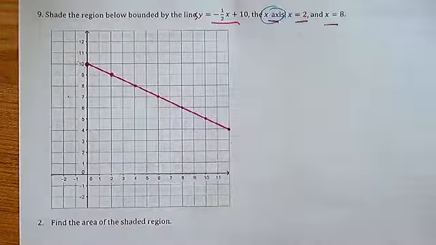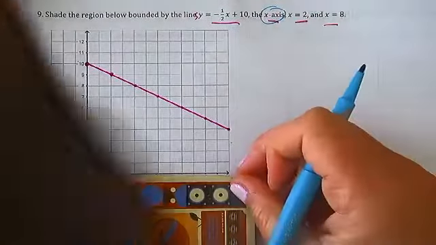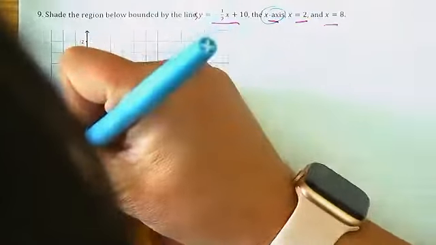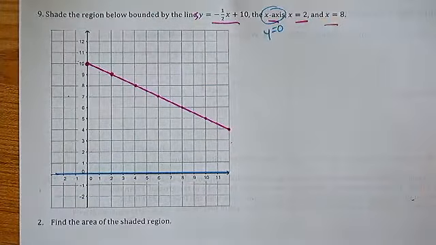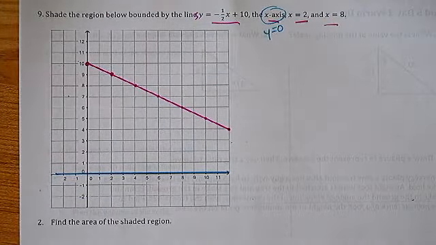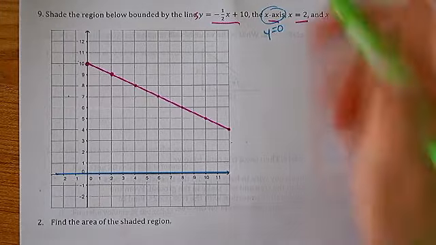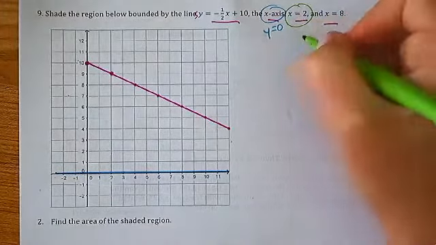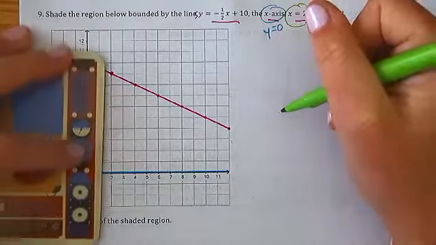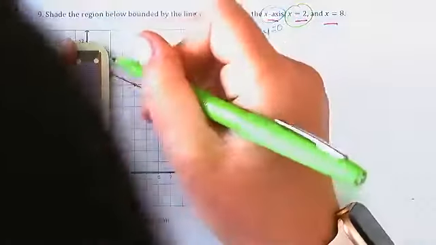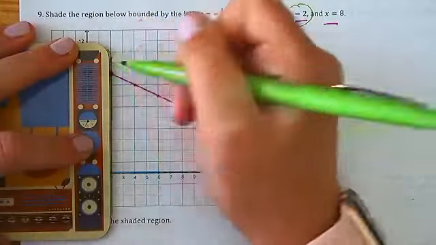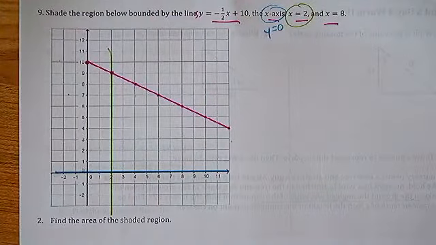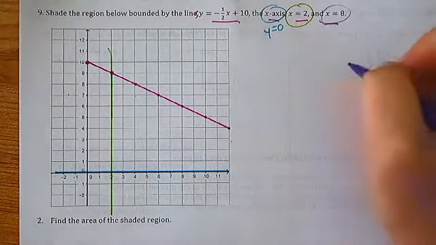Next one is the x-axis. I'm just gonna redraw the x-axis because that counts as a line here. Okay. The equation for the x-axis is just y equals 0, if you remember. Next line we're gonna draw is x equals 2. When it's just an x, that's a vertical line. So we're gonna draw a vertical line through the number 2. Okay. And then the final line is another vertical line through 8.